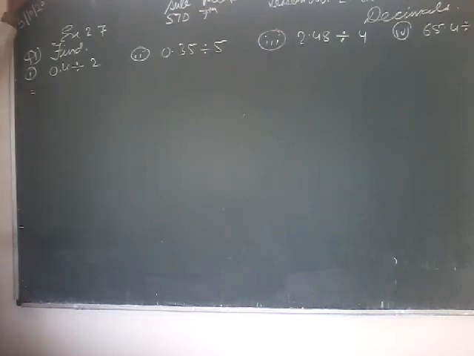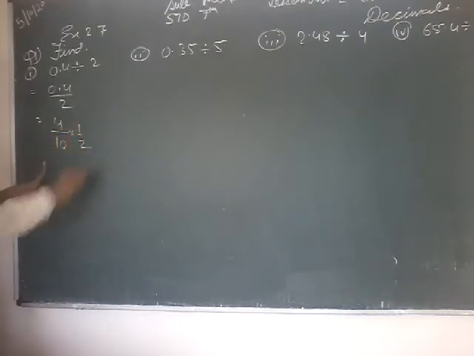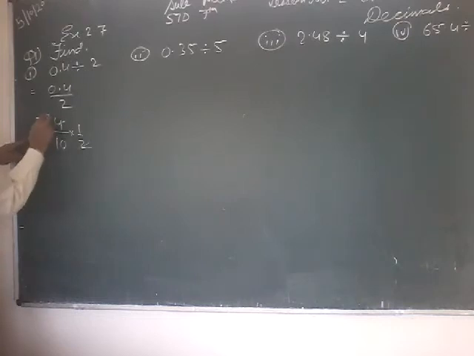First sum is decimal division. 0.4 divided by 2. So we will write 0.4 upon 2. There is one decimal, so we will remove this one decimal: 4 upon 10. If there is one digit after the decimal, then we will write 10, and upon 1 upon 2. Here 2 and 4 can be divided easily. 2 ones are 2, 2 twos are 4. 2 upon 10.